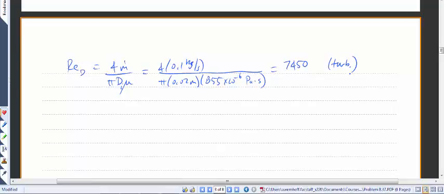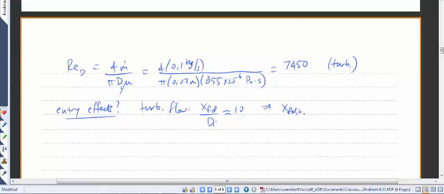But the thing we need to check then is to make sure there's no hydrodynamic entry effects. So for turbulent flow, we know that the entrance length over the inside diameter is about 10. So this means that the entrance length is going to be about 10 times 0.02 meters, or about 0.2 meters.